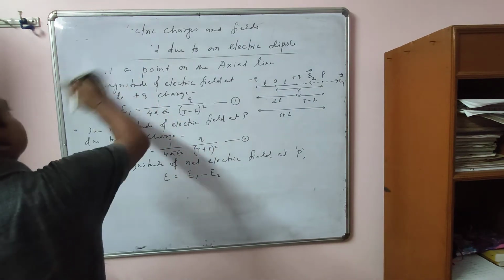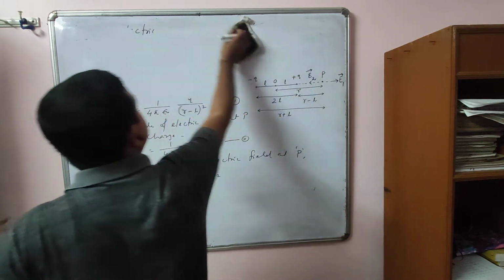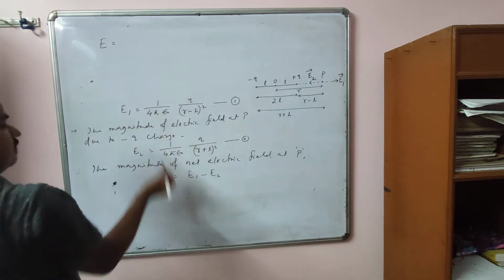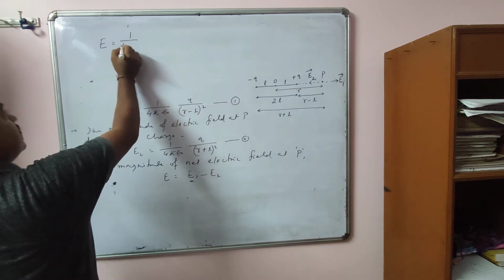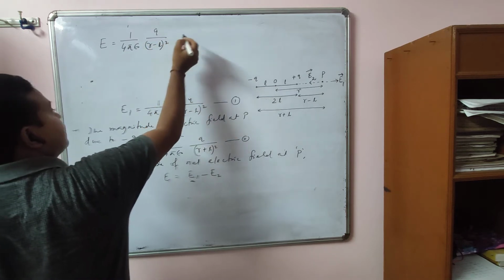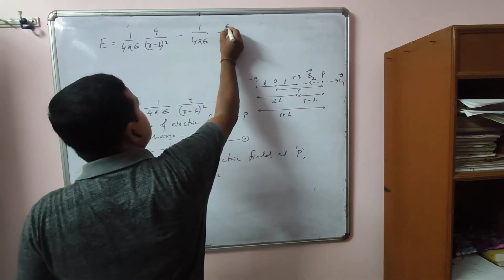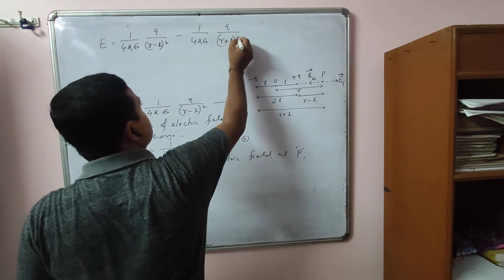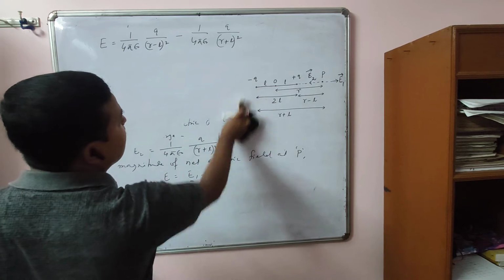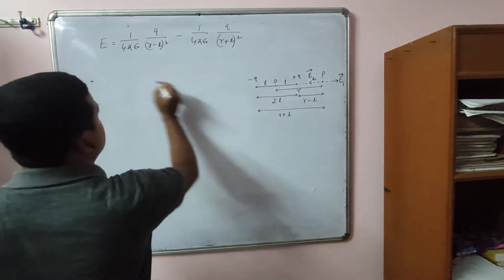Now what do we do? We just put the value of E1 and E2. Now E is equal to E1 minus E2. Put the value of E1 here: 1 by 4 pi epsilon, q by R minus L whole square, minus, put the value of E2, 1 by 4 pi epsilon, q by R plus L whole square. Now just simplify. The rest is very simple, only general mathematics. There is no physics. The physics part is just to find the direction.